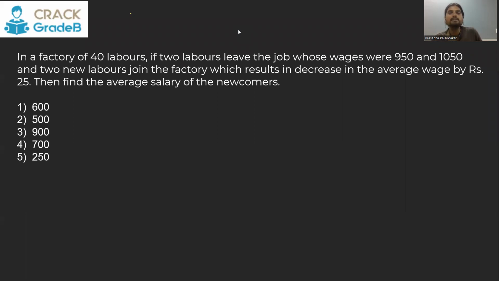In a factory of 40 laborers, if 2 laborers leave the job whose wages were 950 and 1050, 2 new laborers join the factory, which results in the decrease in the average wage by rupees 25. Find the average salary of the newcomers. Now here, again, a new type of question comes.